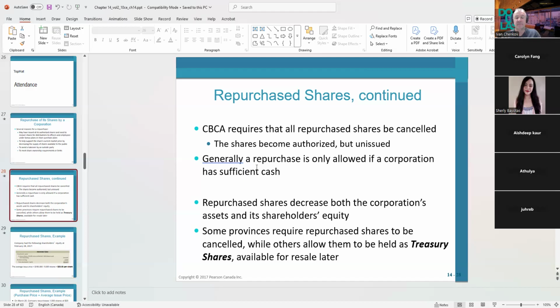Some provinces in Canada require purchased shares to be cancelled, meaning destroyed. Once they're destroyed, you cannot use them anymore. Whereas others allow those to be held as treasury shares. So every time you see treasury shares in a question, what the treasury shares represent are the common shares which are purchased back and not destroyed yet.